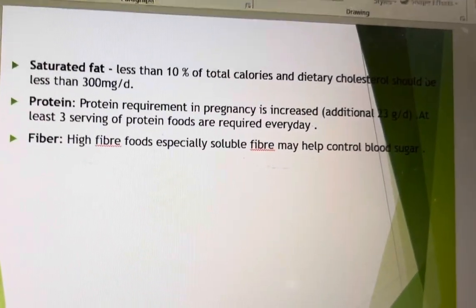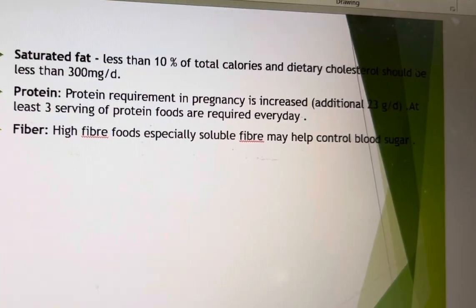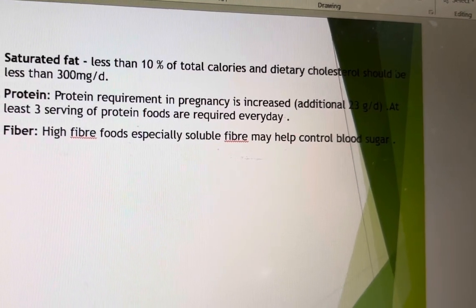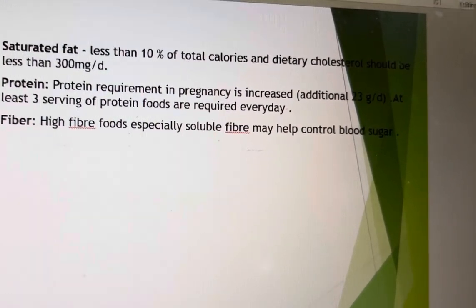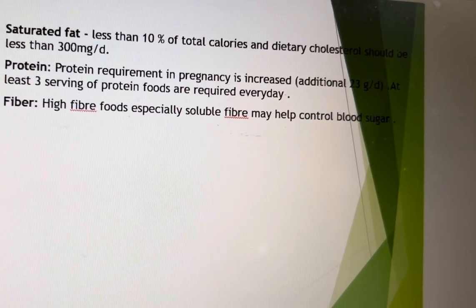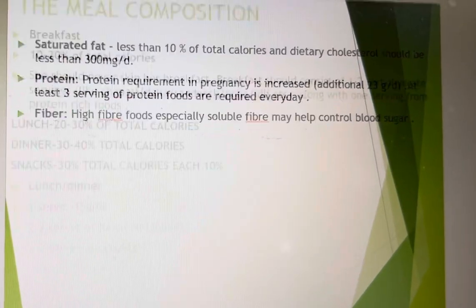Saturated fat should be less than 10% of total calories, and dietary cholesterol should be less than 300 milligram per day. Protein requirement in pregnancy is increased, an additional 23 gram per day. At least 3 servings of protein foods are required every day, and 5 high fiber foods, especially soluble fiber, may help control blood sugar.